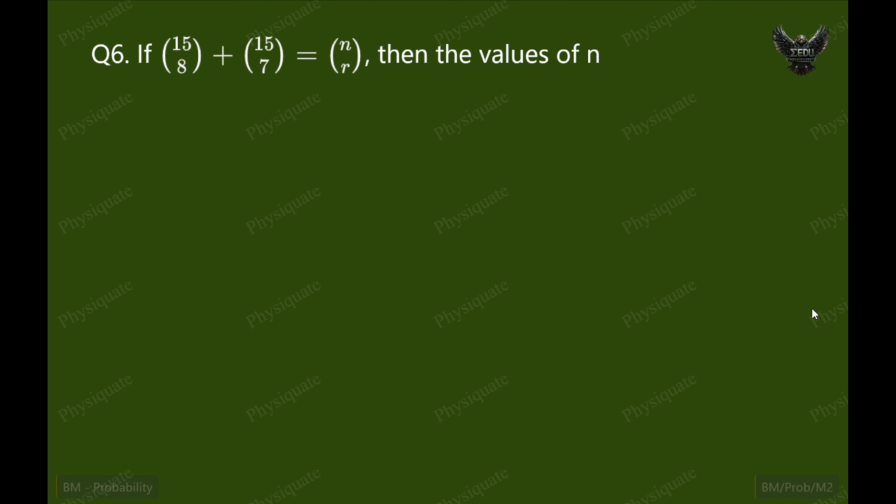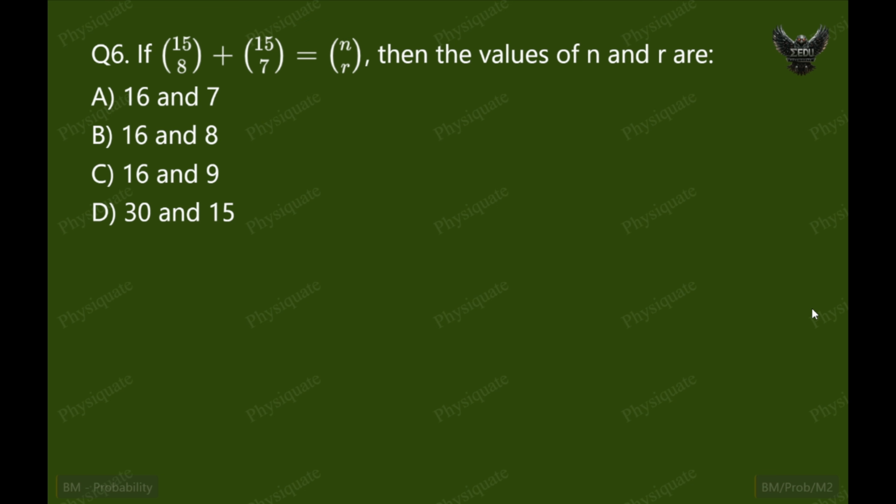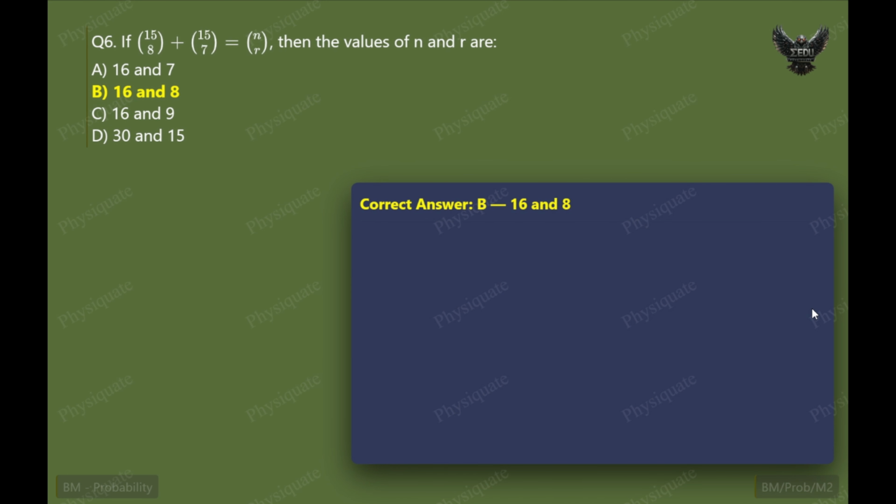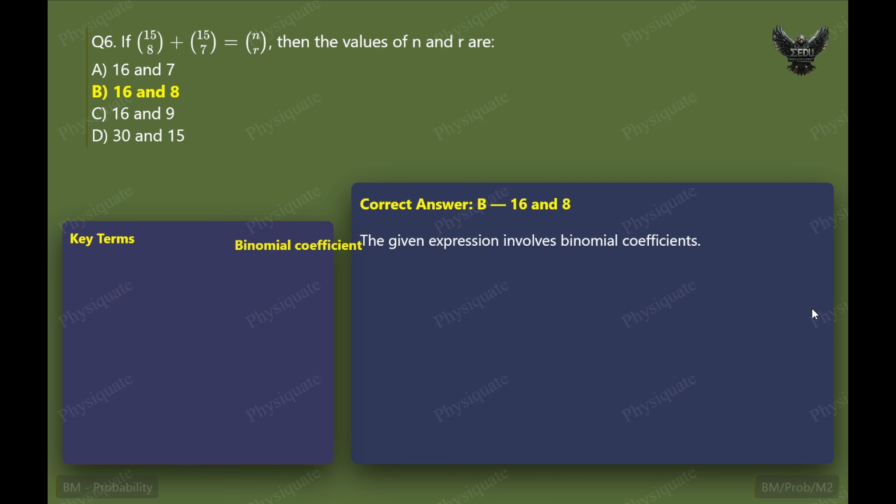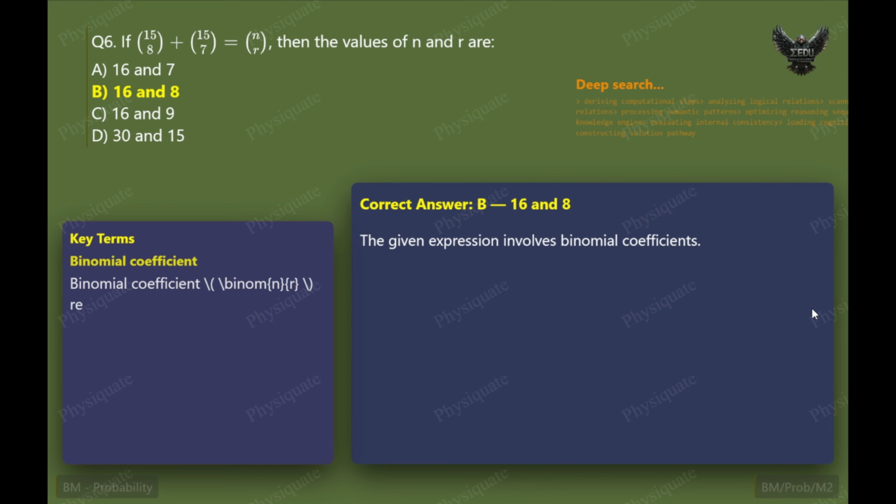Question 6. If binomial coefficient C(15,8) plus C(15,7) equals C(n,r), then the values of n and r are. Correct answer is option B. The given expression involves binomial coefficients. Now let us consider binomial coefficient. Binomial coefficient C(n,r) represents the number of ways to choose r objects from n distinct objects without considering order.